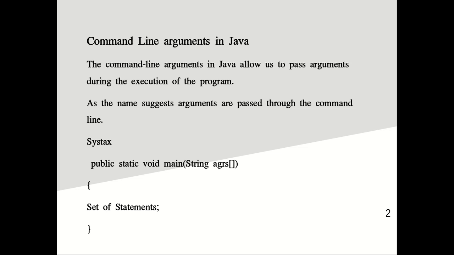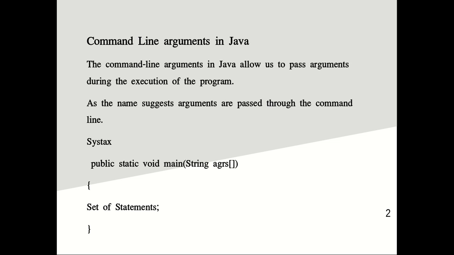The public is an access specifier and the static is a keyword which is used to create static methods. Void means the main method does not return anything. Then main is the name of the method, and then we specify String args, which is the input to our main method. It is an array of string type: we specify the name args and the square brackets signify that it is an array of string type.